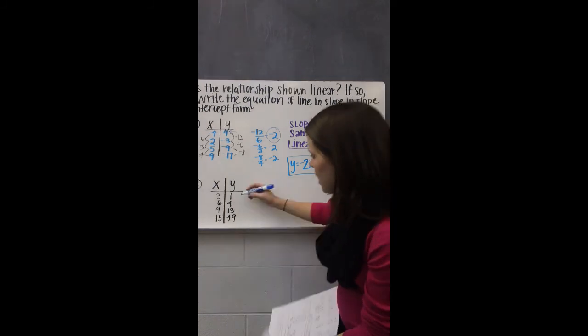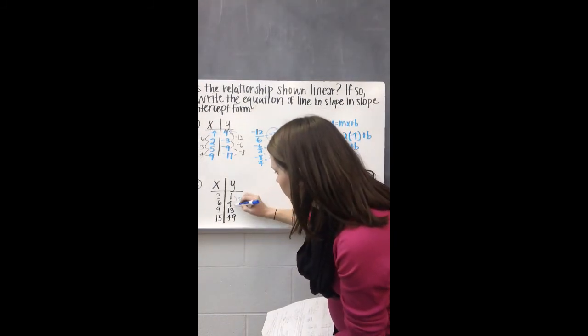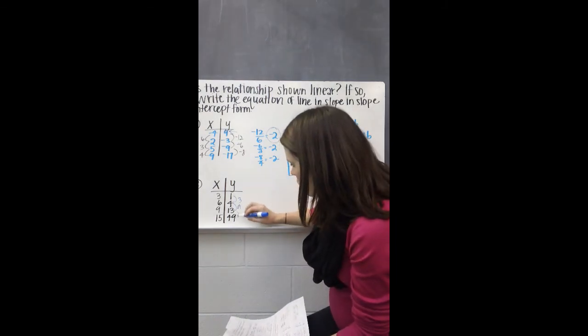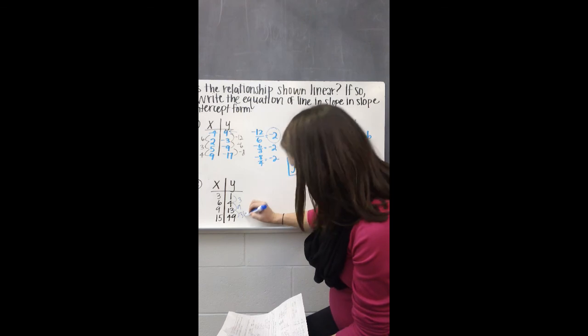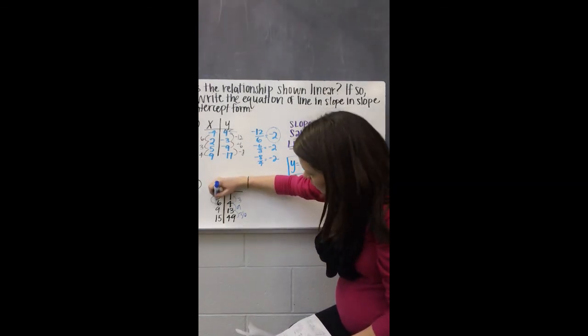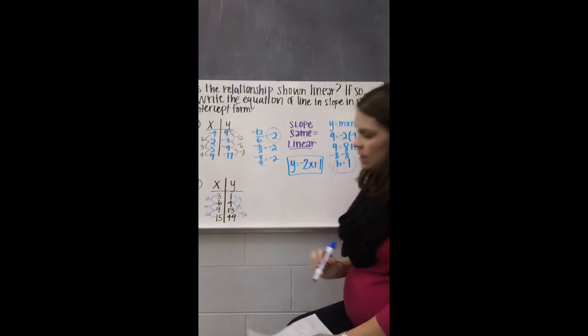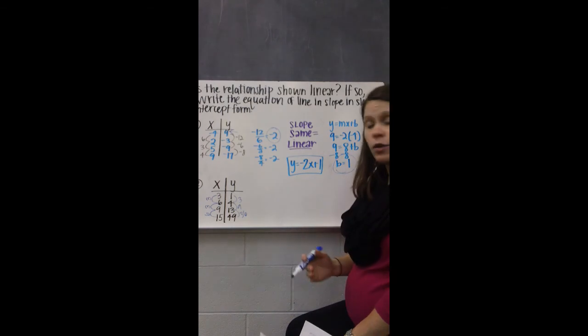So we have the change from 1 to 4 is 3. 4 to 13 is 9. 13 to 49 is 36. We look over here. 3 to 6 is 3. 6 to 9 is 3. 9 to 15 is 6. So now it's the vertical change over horizontal change.